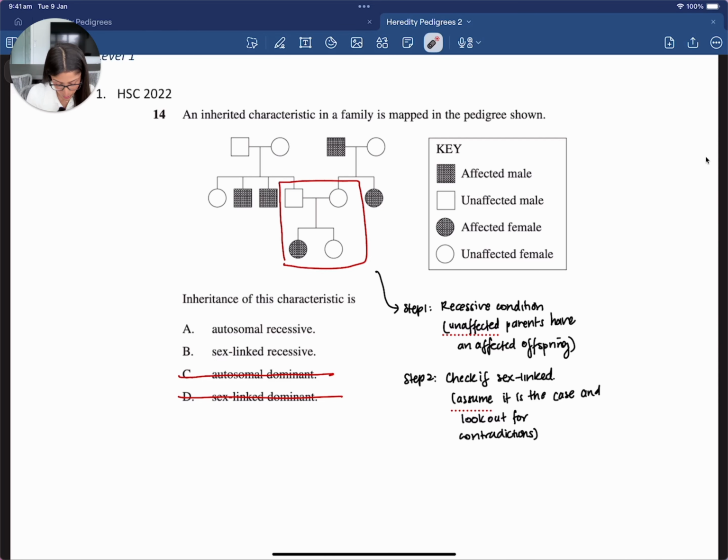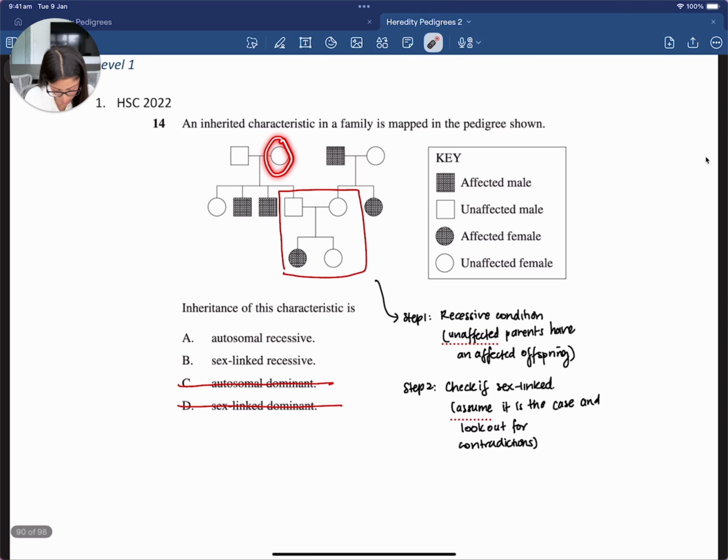So in this pedigree, I can't actually spot an affected mother. All of these mothers are unaffected. So I'm not able to quickly apply that rule. So what I'm going to have to resort to is doing Punnett squares, or actually specifically looking at the genotypes of this individual. The best way to approach this is assume that the condition is already sex-linked recessive. And we're going to try and look for any contradictions.